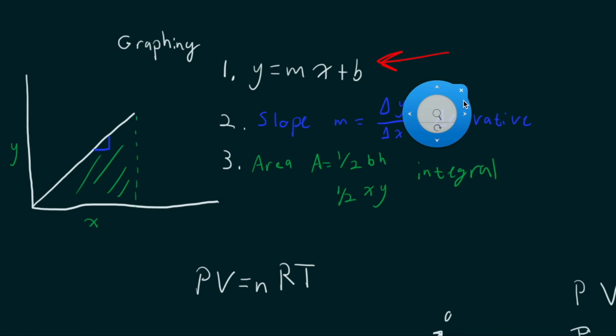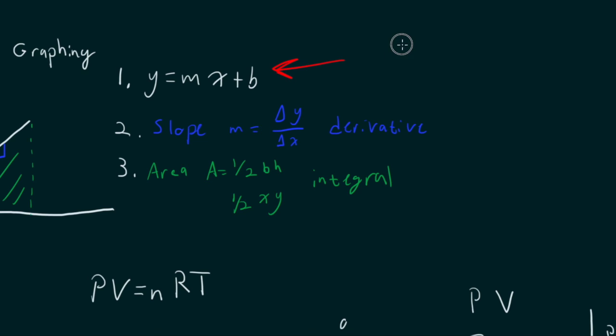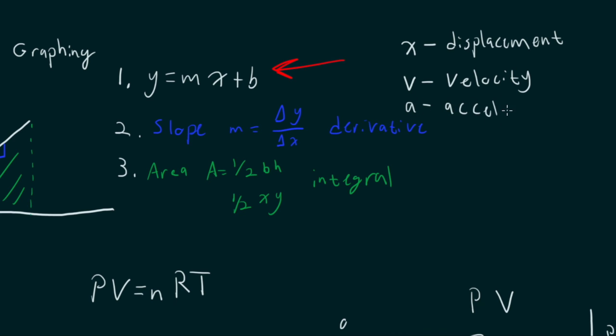We'll be looking at the relationship between 3 variables: distance or displacement, which is a change in position. We'll be looking at velocity, which is like speed, but it's a vector, and acceleration. We'll be looking at the relationship between these 3 variables as time goes on.